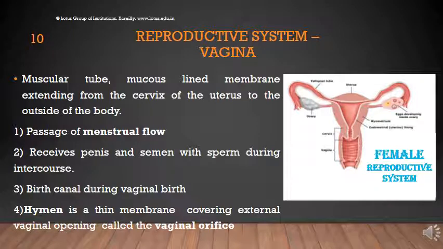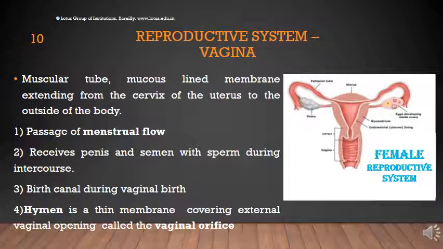Okay, now moving to the next reproductive system, that is vagina. So as you can see here in the diagram, this is the diagram of the female reproductive system, that is vagina. So in simple words, we can say that vagina is a muscular tube, a mucus lined membrane extending from the cervix of the uterus to the outside of the body.